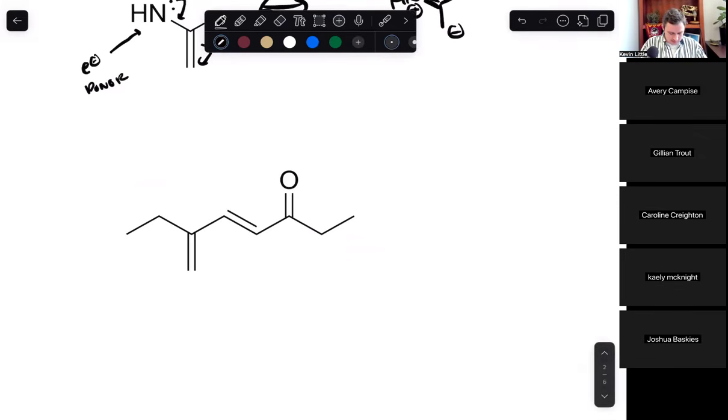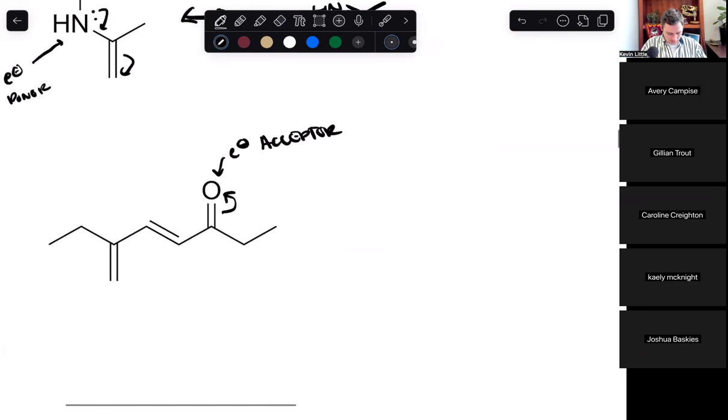All right, now I see an oxygen that's part of a double bond. So this is not an electron donor anymore. This is an electron acceptor. There are two patterns with electron acceptors. The first one is to break a carbonyl up towards itself.